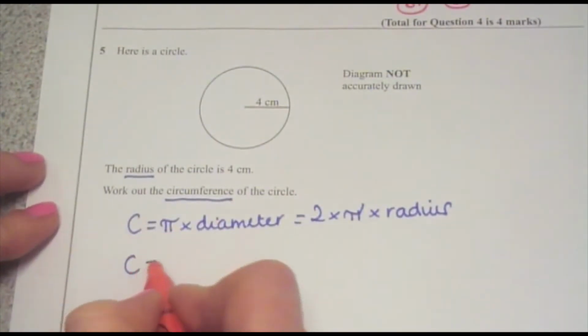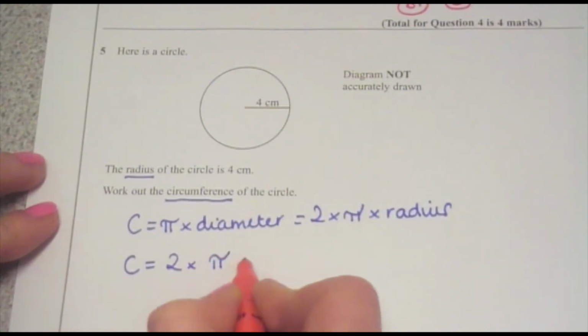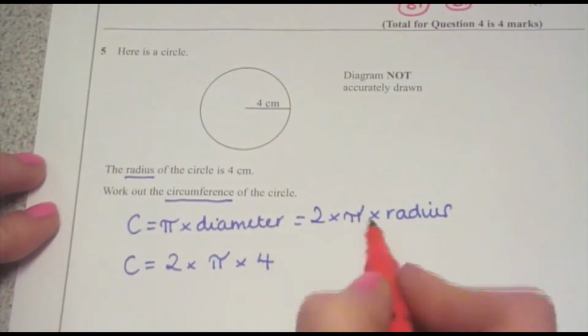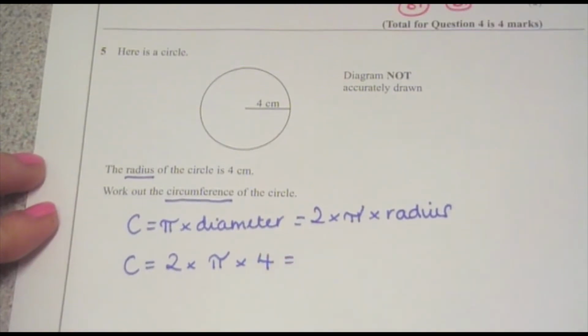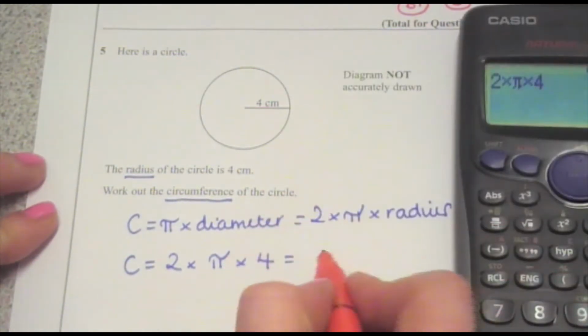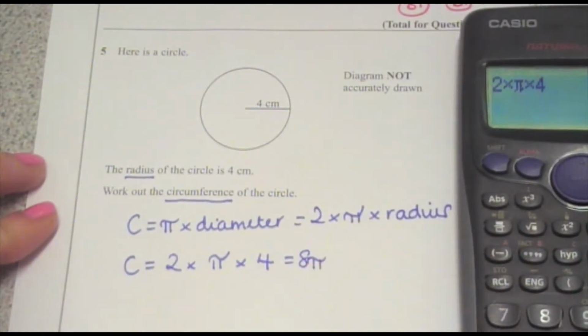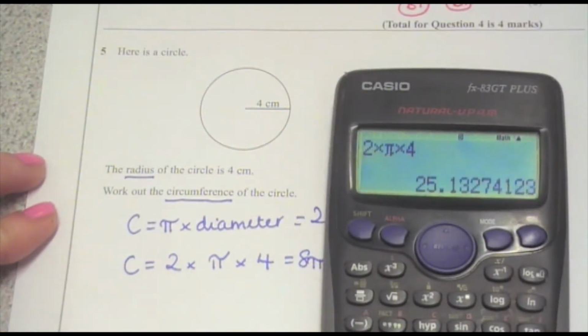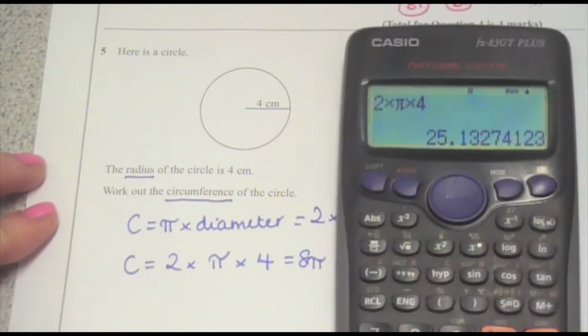Okay, so I now need to substitute in my radius of 4 centimetres. So I should have 2 times pi times 4, which on my calculator, if I type it in, so 2 times pi times 4, comes out as 8 pi. Okay, and if I want to change it into a decimal, it would come out as 25.13274123.